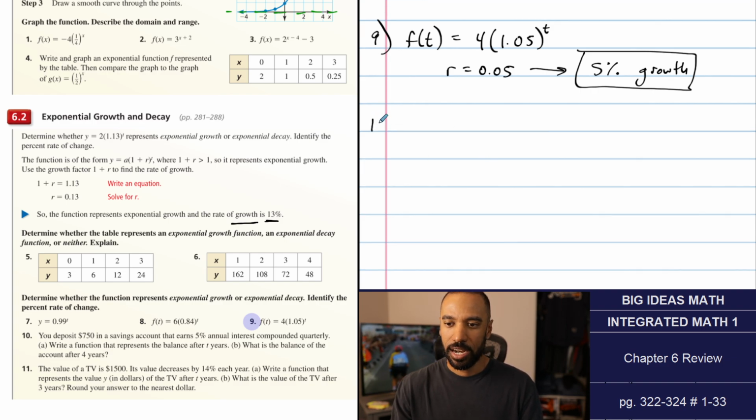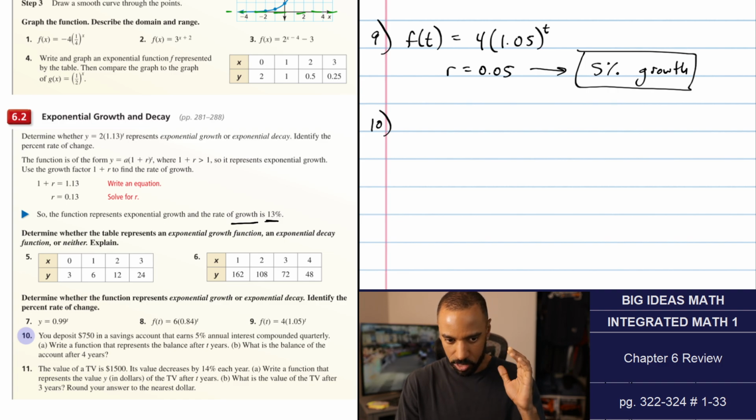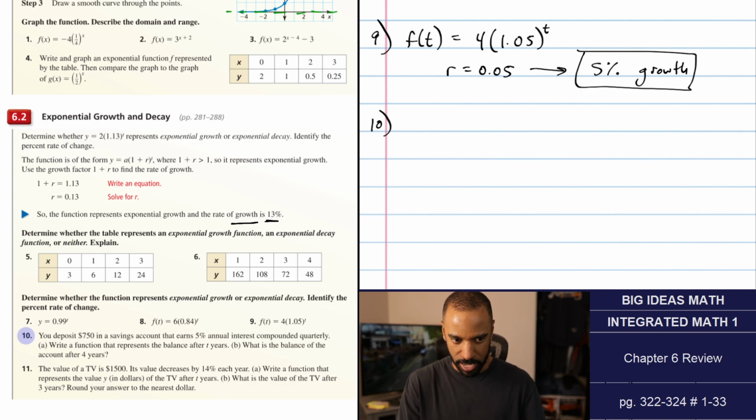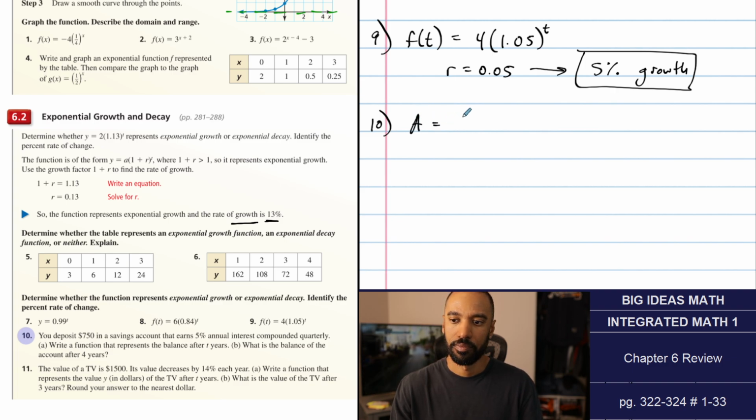All right, numbers 10 and 11 appear to be word problems using this format. So we might have to set up the entire equation from here. Here we go. Oh, there's more to state on this one even. You deposit $750 in a savings account that earns 5% annual interest compounded quarterly. Write a function that represents the balance after t years, and then what is the balance after 4 years? So 2 different parts.